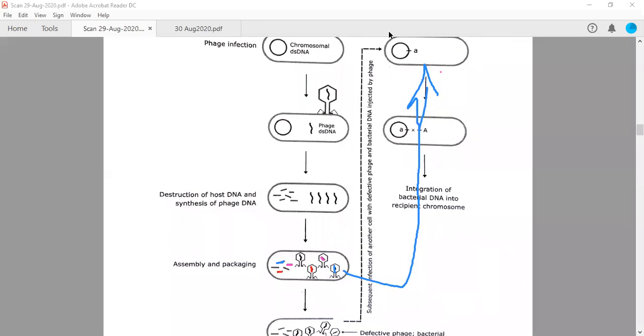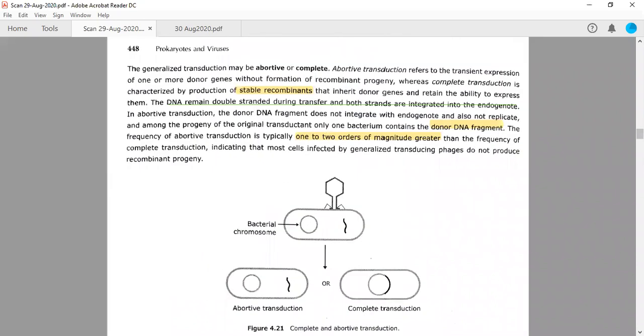So for this, actually, we need to look at another diagram. So I'm moving from here. So, okay.